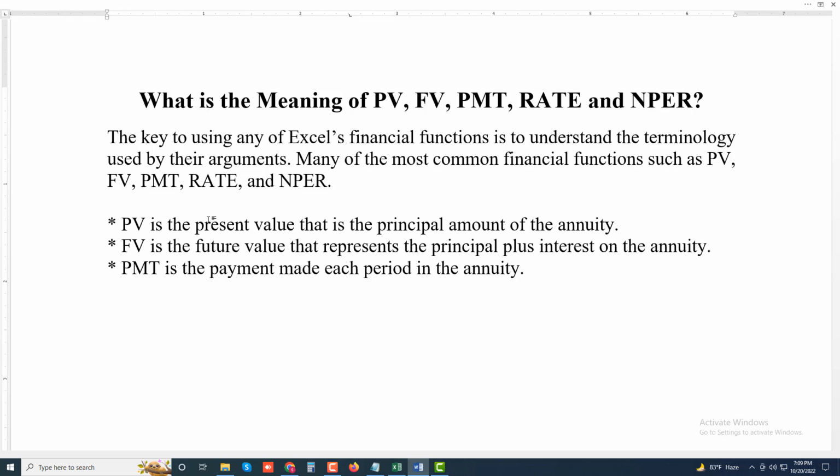Then rate is the interest rate per period.